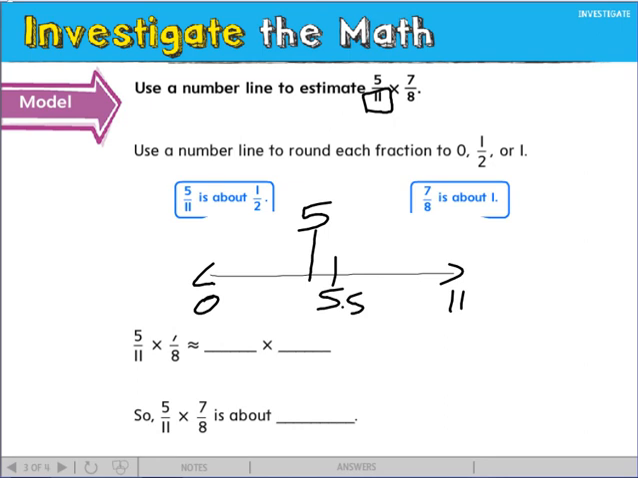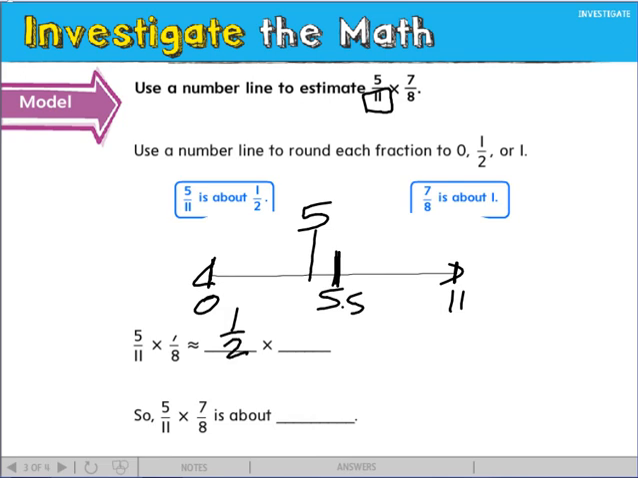So if it's closer to 5.5, which is half of 11, we're going to round it to 1/2. So the middle number is going to be 1/2. This is going to be 1, and this is going to be 0. So we're going to round this to 1/2.